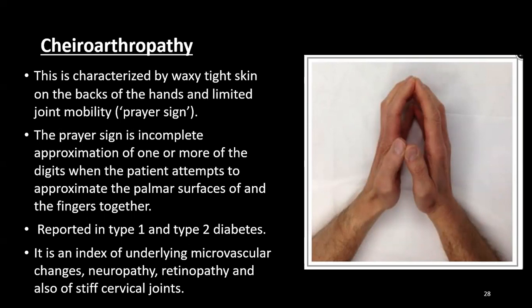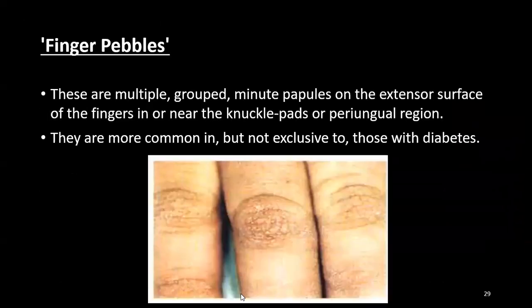It is reported in type 1 as well as type 2 diabetics. It's an index of underlying microvascular damage like neuropathy, retinopathy, and also of stiff cervical joints. Finger pebbles are multiple grouped minute papules on the extensors of the fingers near the knuckle pad or the periungual region. It's common but not exclusive to those with diabetes.